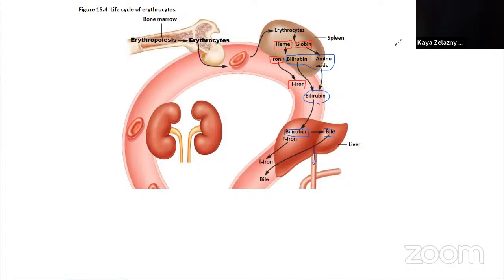And we can see here that we also have some F iron in the liver. So this is iron that's been stored in the liver from a previous cycle or from the diet. And we can see that here we're just saying that that F iron can also be migrated into the bloodstream to give us more T iron if we're trying to make a lot of red blood cells.